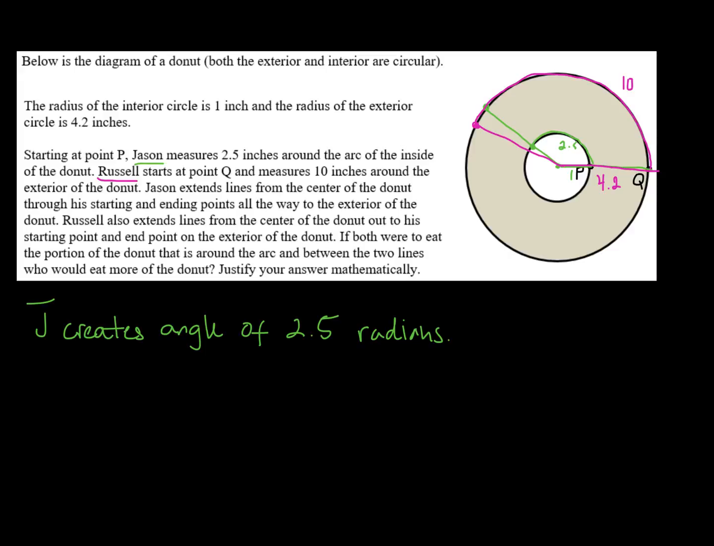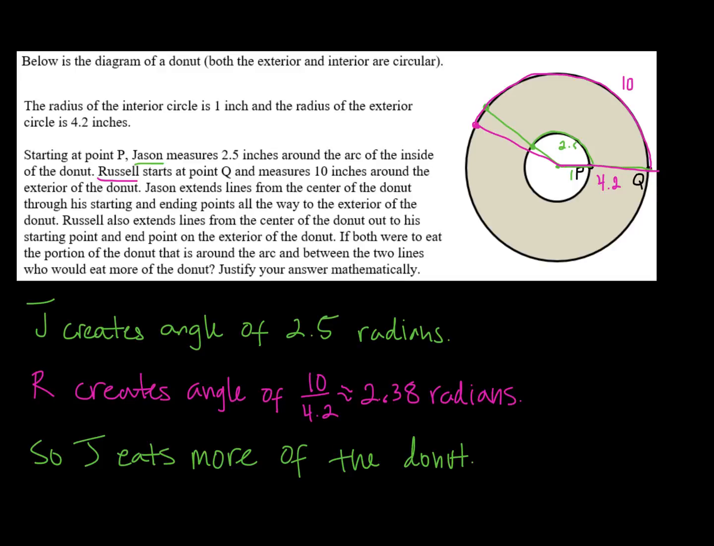That's begging for us to do a little bit of division. So to figure out the angle that Russell creates, we'll take the arc length of 10 inches and divide it by the radius length of 4.2 inches. Doing so tells us that the angle that Russell creates is 2.38 radians. So Jason actually is the one that creates the bigger angle, and therefore he's going to eat more of the donut.